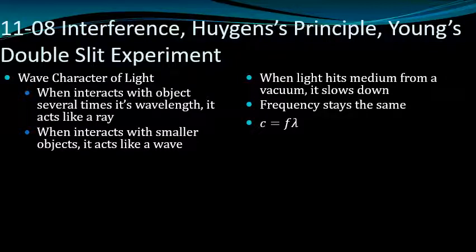Speed of light is frequency times wavelength. Speed in a medium is the speed of light over the index of refraction. Therefore, our speed should be the frequency times the wavelength divided by the index of refraction. So our new wavelength, the wavelength in a medium, is the wavelength in a vacuum divided by the index of refraction.